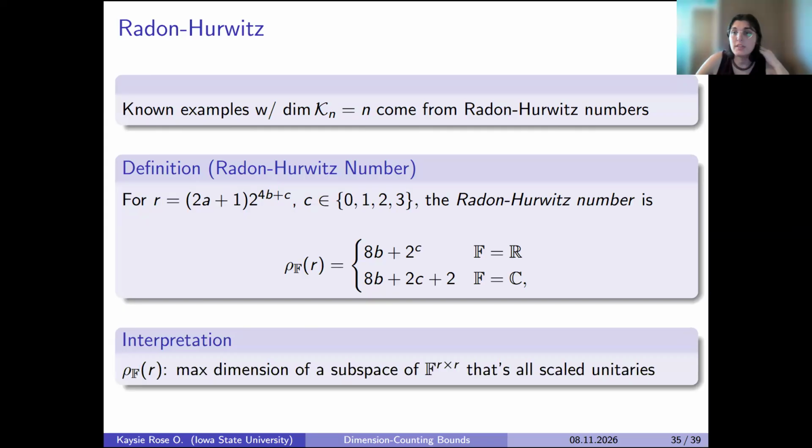Because I think if you asked me on a linear algebra exam what the max dimension of a subspace that's all scaled unitaries is, my gut answer would be maybe 3. But it turns out that you can actually grow that kind of logarithmically with the even part of your dimension. So a weird thing to connect, but we are going to connect it.